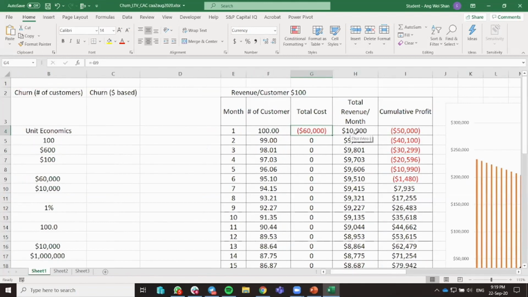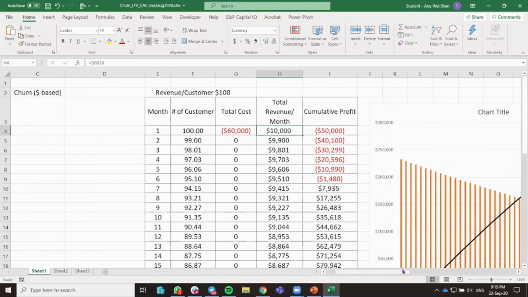Now, what I'm trying to see is how long it will take for me to break even. Every month I'll lose customers. In month 2, I will have 99 customers left. What is my revenue for month 2? My revenue will not be 10,000 anymore, because I only have 99 customers now. So I take 99 times $100, which is my revenue per customer. That's how I get $9,900.